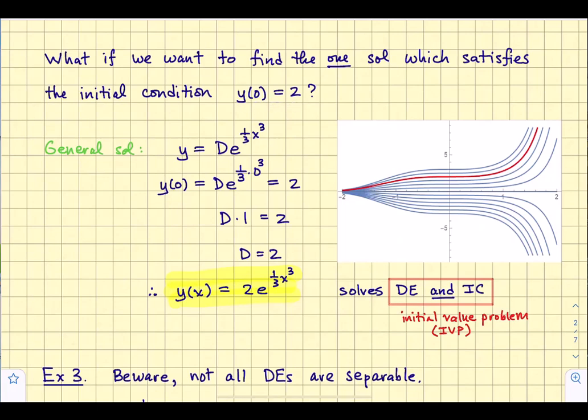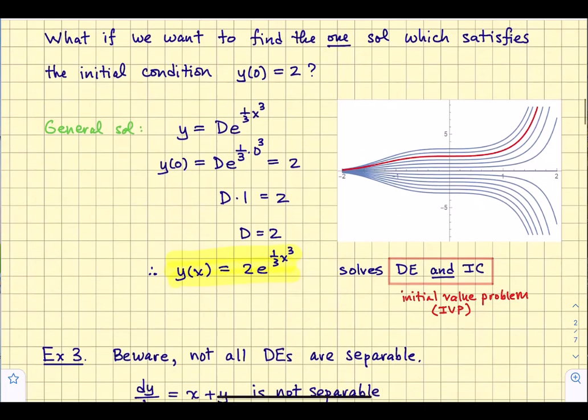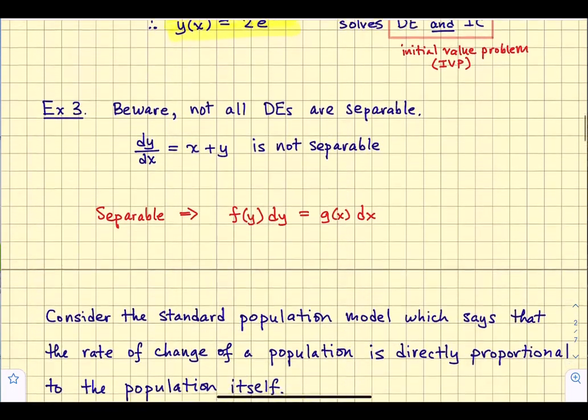with this initial condition. Notice if I gave you a different initial condition, even with the same differential equation, that changing this would change the value of d, which would change the curve. So as the initial conditions change, the value of the constant changes, and it generates different particular solutions to those initial conditions. So that was an example of a separable differential equation.